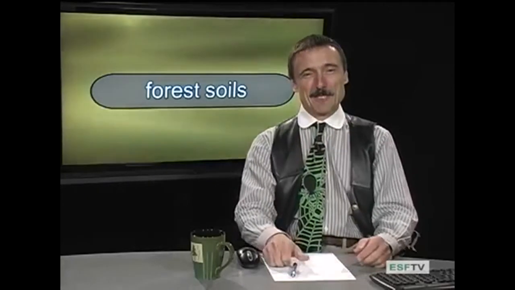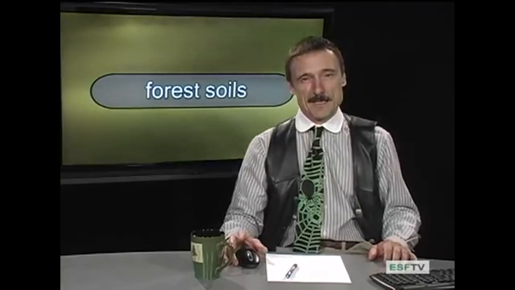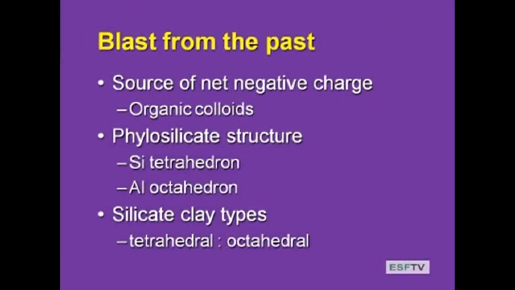The last time we talked about soil colloids, and we're going to finish up that exercise this week. Remember, we've been talking about the source of the net negative charge. We talked about organic colloids. Then we went on to phyllosilicate structure, and we talked about the silica tetrahedron and aluminum octahedron. We left off on the silicate clay types. We classified the silicate clays based on the ratio of tetrahedral to octahedral.